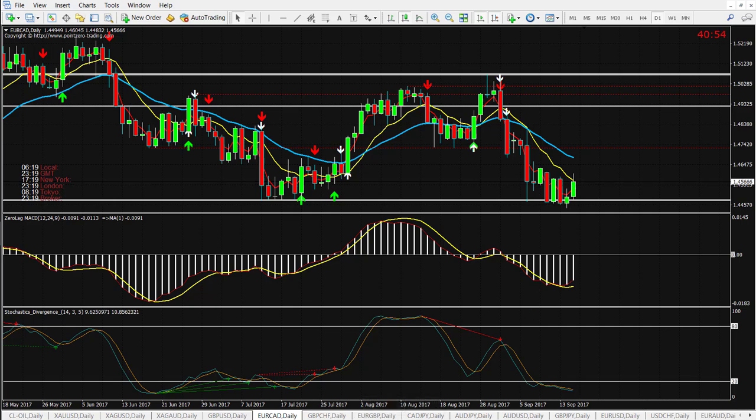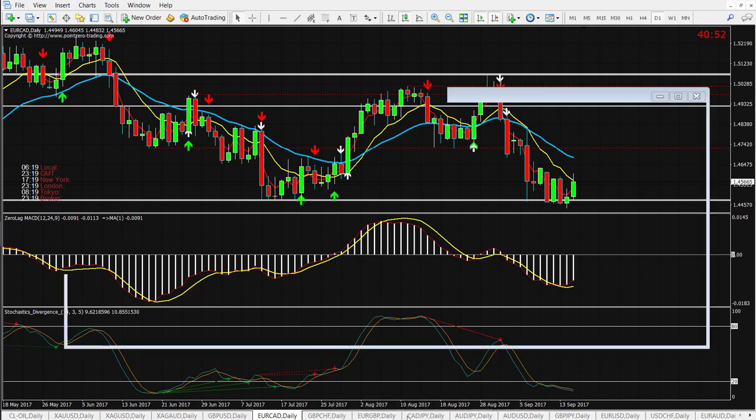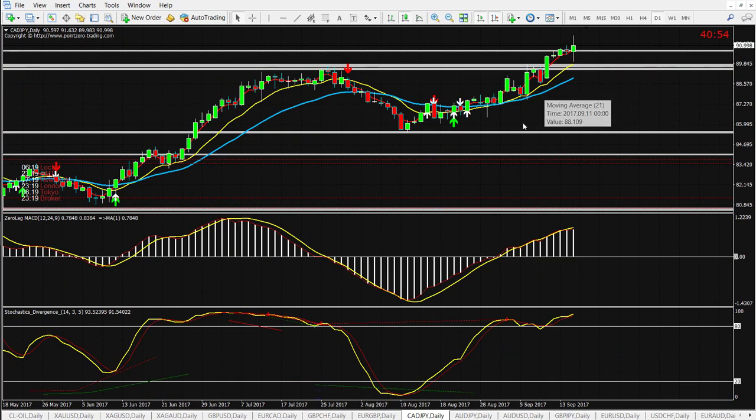Again, the same. What is the other one? CADJPY. As you can see, the market trend is very strong in this pair during the past 2-3 months.